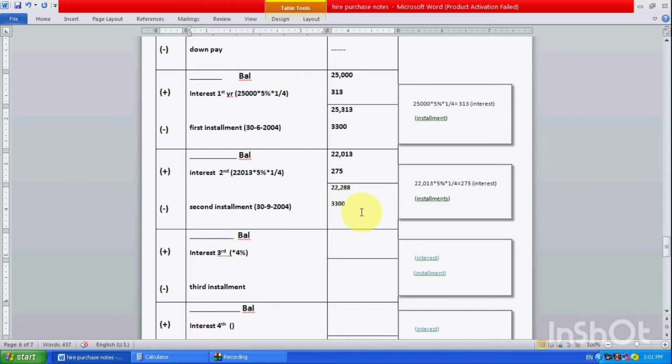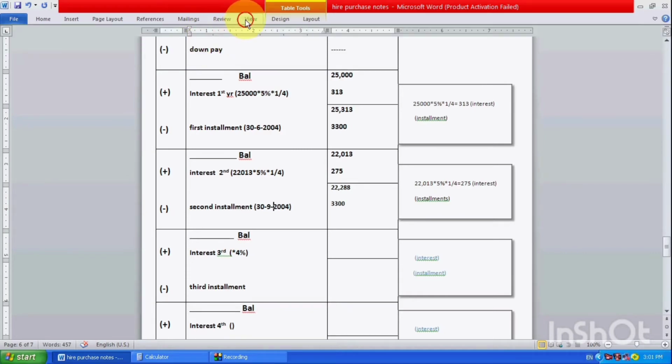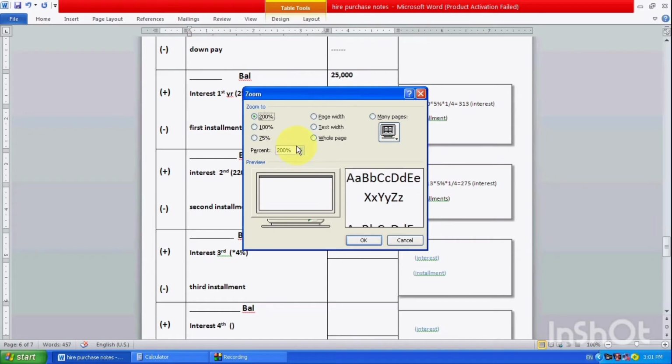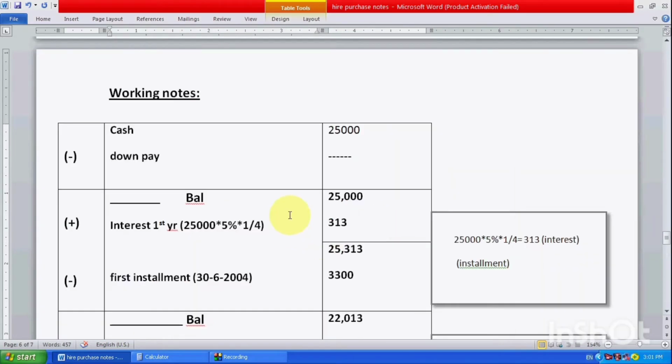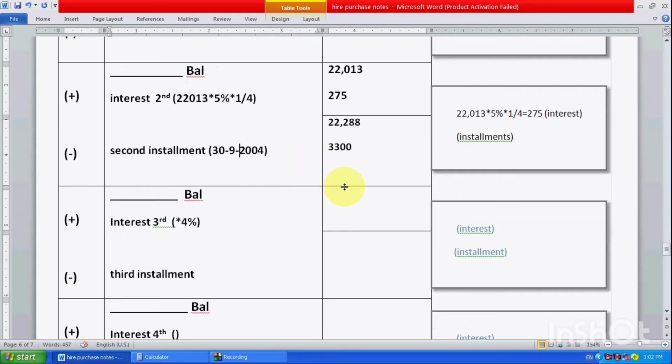Let me zoom in. See here, 30 September 2004. This is the second installment. So deduct the second installment from 22,288, and we'll get 18,988.